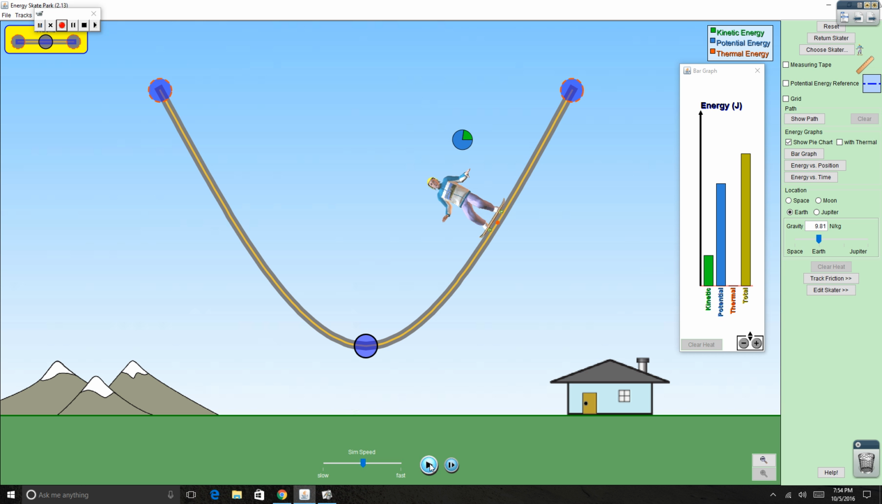See, as the skater moved down the hill, he lost some of his height, and some of the potential energy was converted into kinetic energy. The potential bar went down, the kinetic bar goes up. You see it in the pie graph too. Blue is potential, the green is kinetic. We've lost some of our potential energy and replaced it with kinetic energy. Let it roll all the way down to the bottom. Again, watch the pie chart, watch the bar graphs.